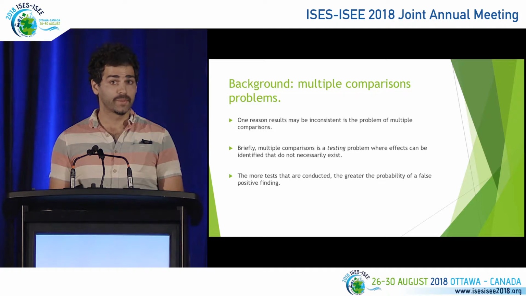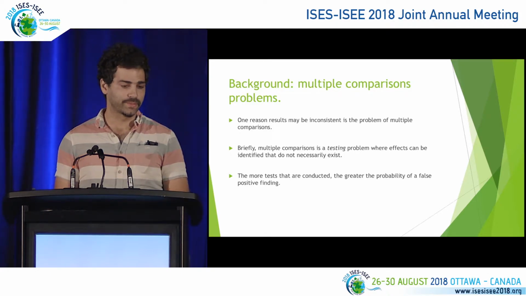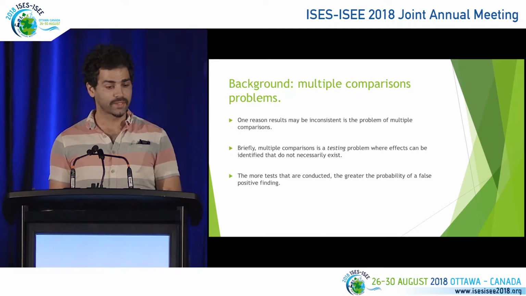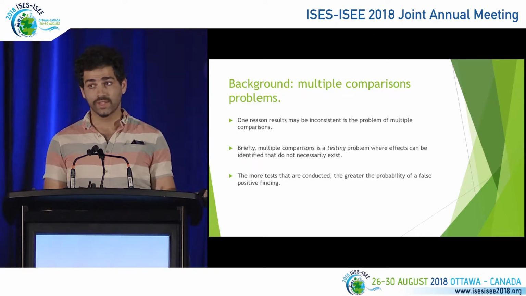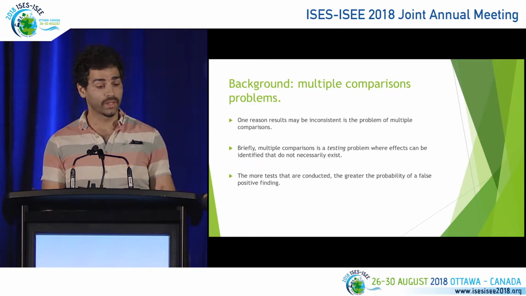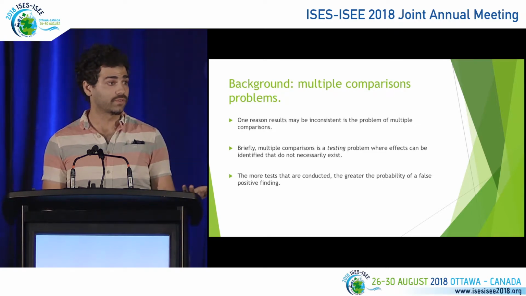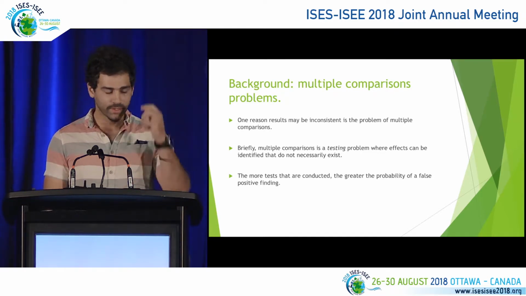One reason this might be the case is multiple comparisons problems. Multiple comparisons is a testing problem where we identify an effect that doesn't actually exist, and we identify it just because of the nature of statistics. And the more tests you conduct in a data set, the more likely you are to find a result that seems interesting but is actually just a result of statistical noise.